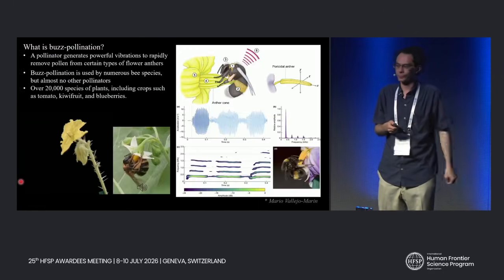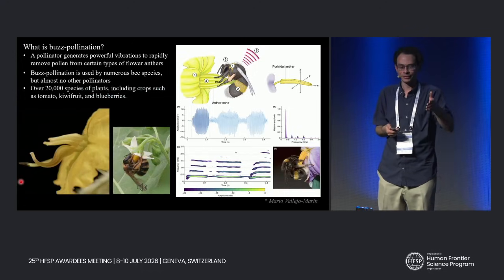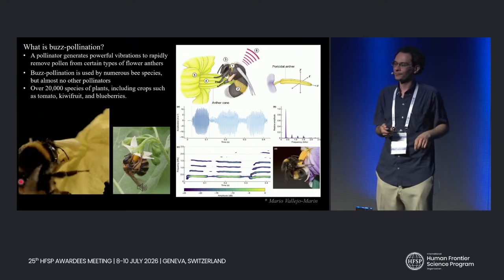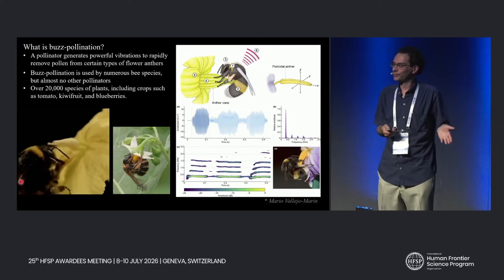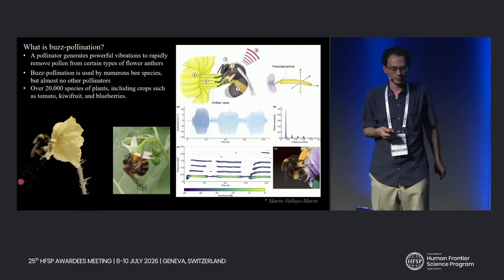So first, a brief intro to buzz pollination. What is that? It's a means of pollination in which the pollen is encased in an anther cone and can only be released when it's vibrated at high frequency. This is done by numerous bee species, but almost no other pollinators, and many plant species have this.